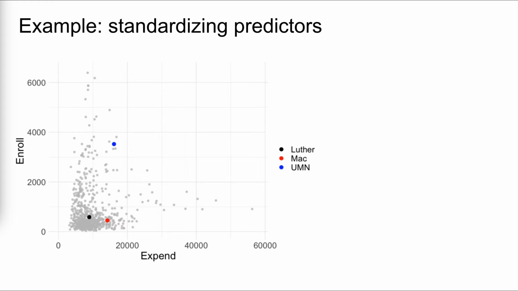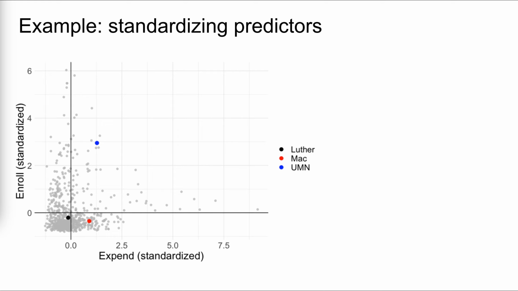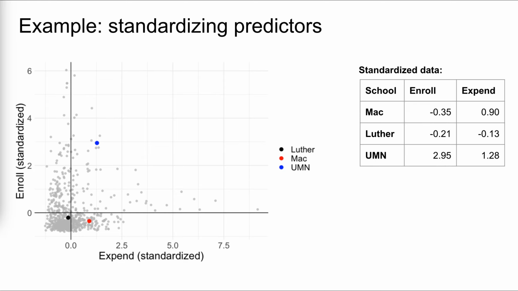Across all schools, then, we're taking the enrollment and expenditure data from the original scales of people and dollars to standardized measurements on the same scale. The vertical and horizontal lines at 0 represent the average enrollment and expenditure values. For example, on this standardized scale, notice that the University of Minnesota has above average expenditures and above average enrollments. The standardized predictor values for these 3 schools are summarized here.